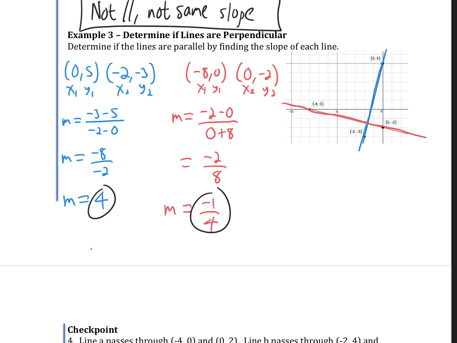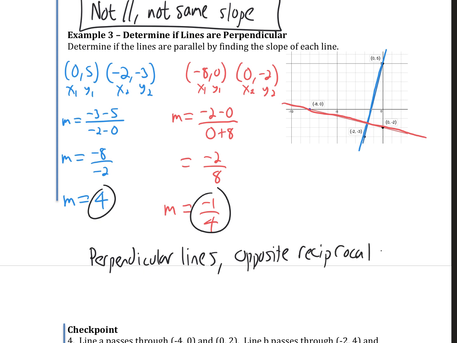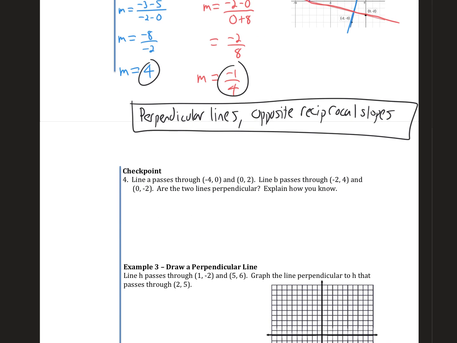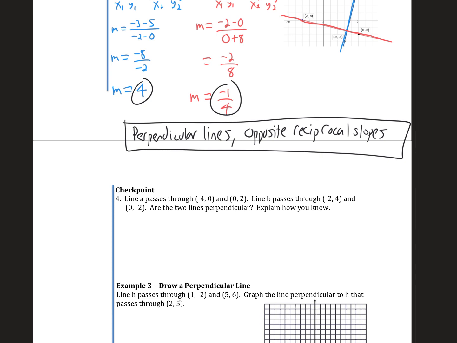So these are perpendicular because they have opposite reciprocal slopes. Okay, so that means they're perpendicular because they have opposite reciprocal slopes. All right, if you want to try checkpoint 4, you can go ahead and do that. Go ahead and give it a try.